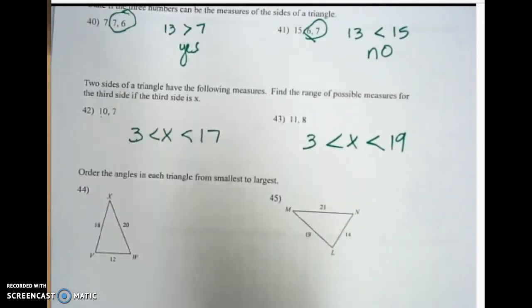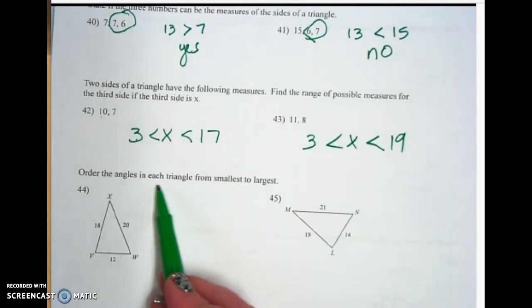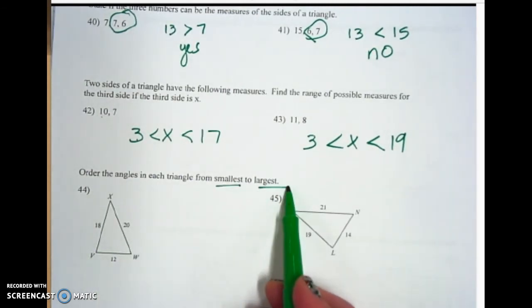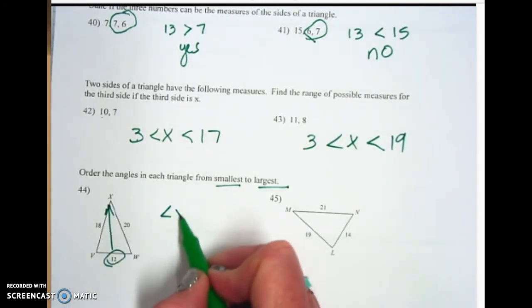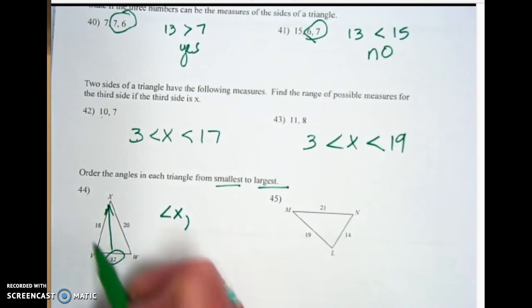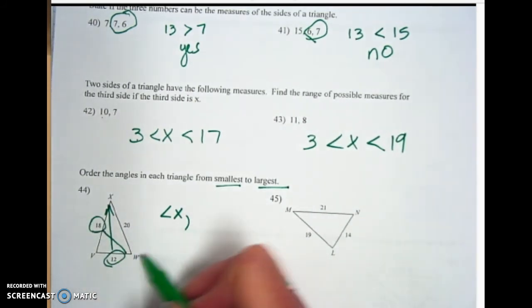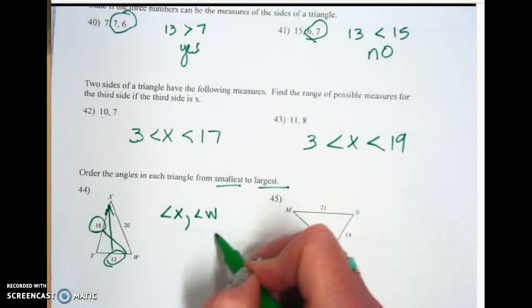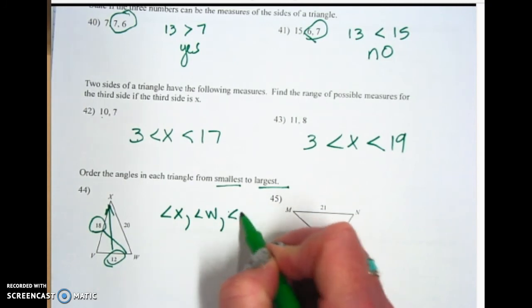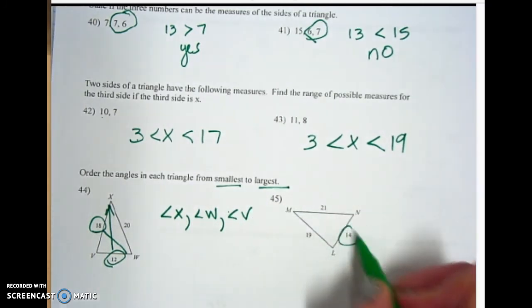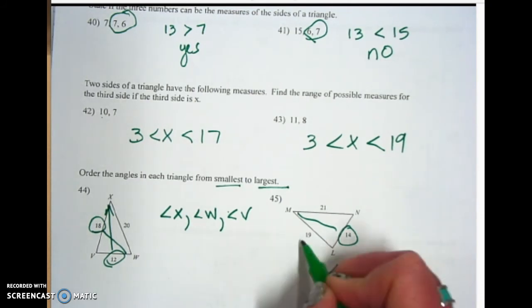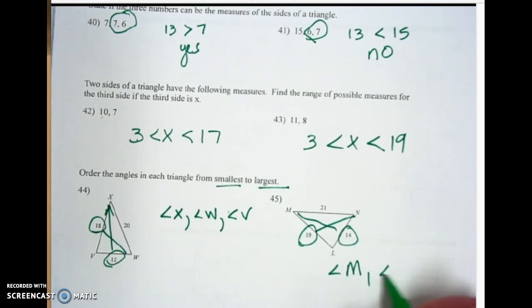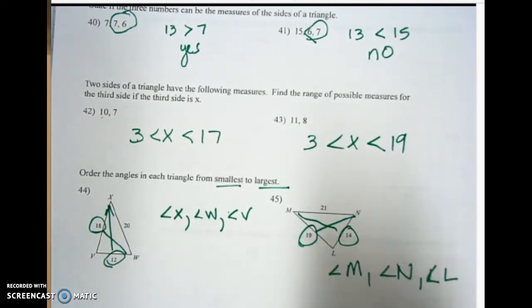Numbers 44 and 45. Order the angles in each triangle from smallest to largest. So you want to find the shortest side, which is 12. The opposite angle is x. The next shortest side is the 18, so the next one is angle W. That leaves us with angle V. Find the shortest. The opposite is M, so angle M. Next shortest is 19. Opposite is N. And the one left is angle L.